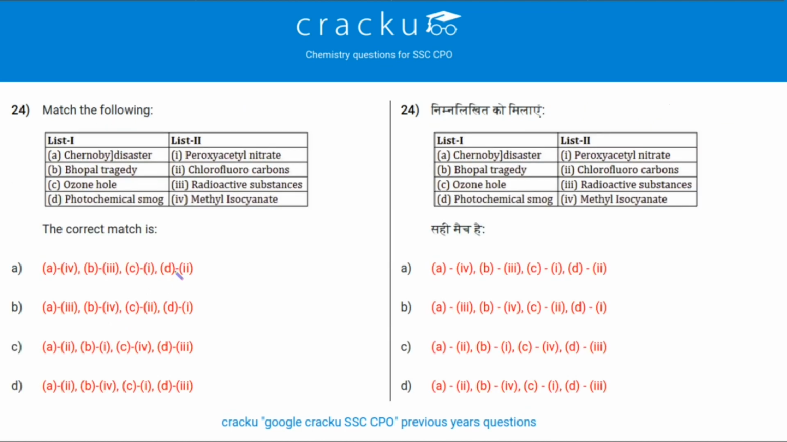Next question. Match the following. Okay, let's find the easiest one that we know, that is ozone hole is caused by CFC, that is chlorofluorocarbon. Bhopal gas tragedy is caused by methyl isocyanide, that is 4. So B4C2, let's find where is B4C2. Okay, we can find B4C2 here and nowhere.